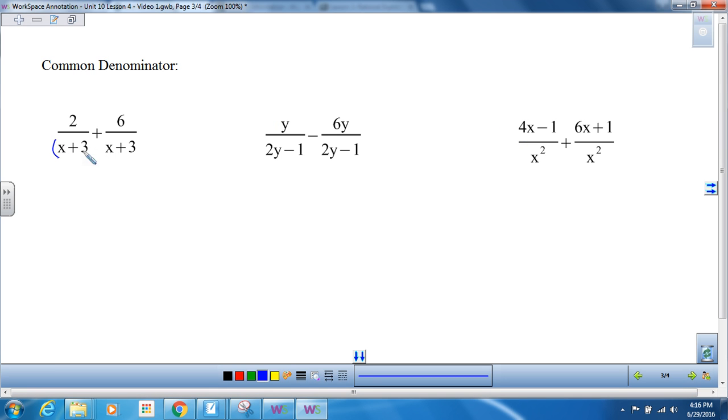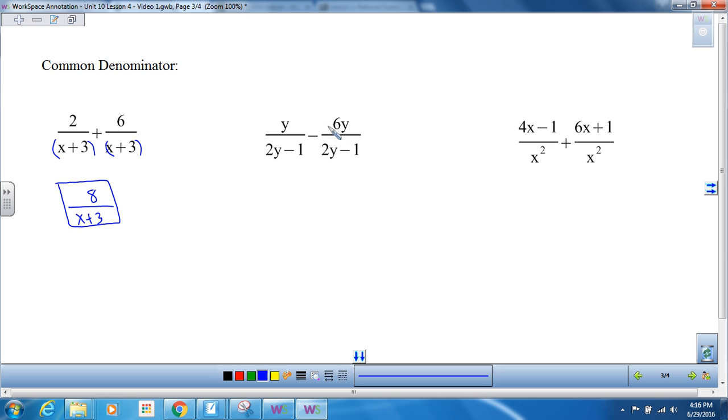All right, so my common denominator is x plus 3. So I add, and I keep the denominator the same. Okay, 2 plus 6 is 8. Nothing to factor out, so nothing cancels.